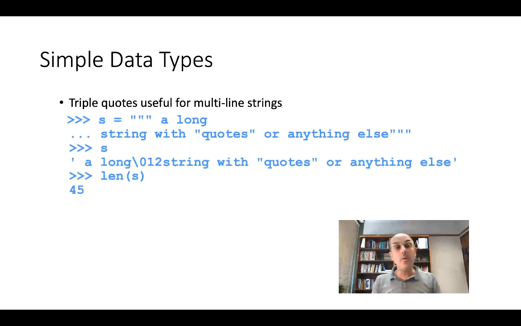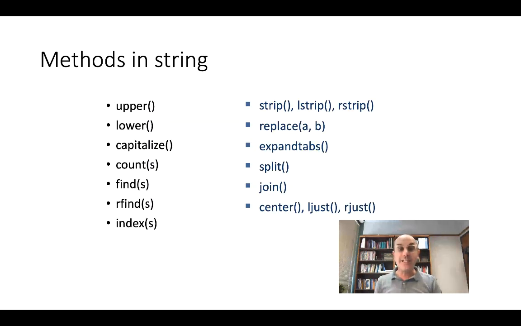So when we are using simple data types, a triple quotation is useful for multiple line strings. The idea here is that everything can be applied to a string as long as you have multiple quotation and as long as you are able to do that. Methods of the string can be upper, lower, capitalized, and so on.